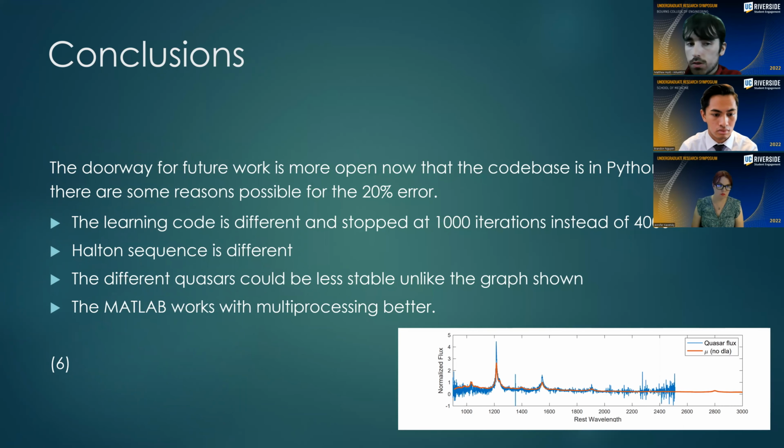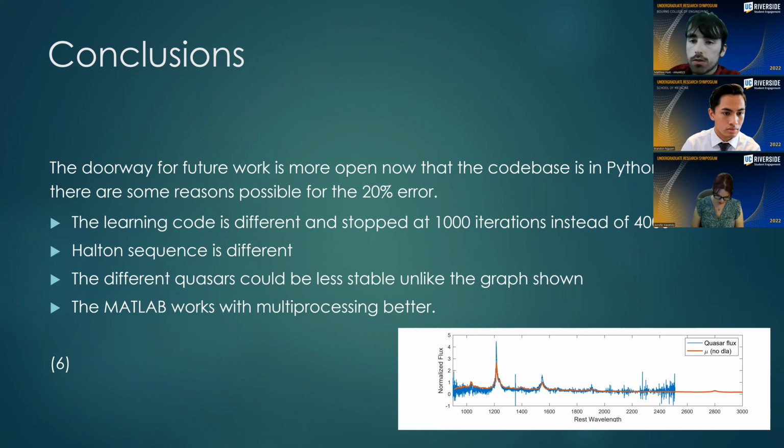So the conclusion is that the doorway for future work is much more open with this code base, now that it is no longer in a proprietary language and is in Python. And there are also some possible reasons for the 20% error. One is that the learning code is different, and as I mentioned before, it stopped at 1,000 iterations for the Python version instead of 4,000, since it took about 10 days for 1,000 iterations, and it took about 20 days for 4,000 iterations in the MATLAB in comparison.